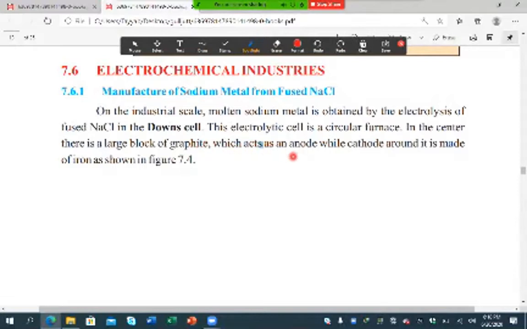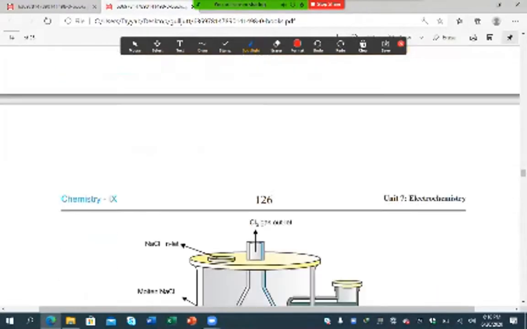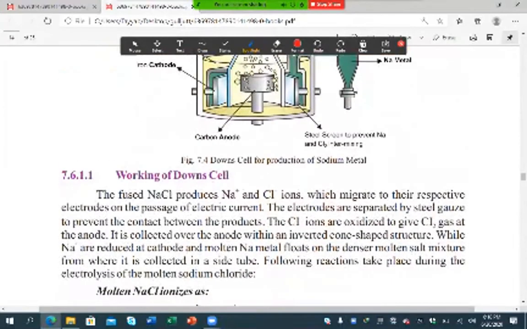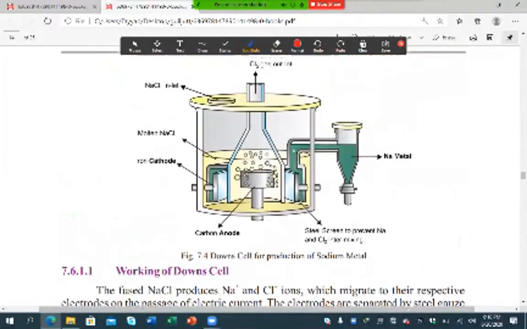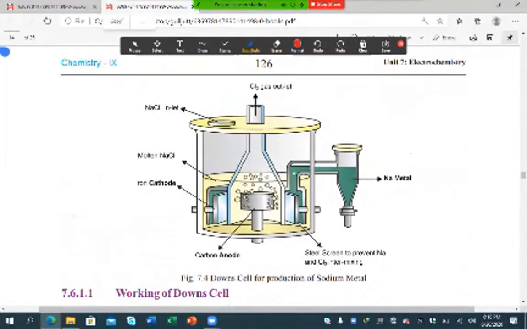Another statement is: the anode is made up of which material? Graphite. So keep in mind, in manufacturing of sodium metal from fused NaCl, the anode is made up of graphite and the cathode is made up of iron. Here is the difference. Okay, next we move on. Here is the construction of the cell. Now we move to a diagram which clears the idea about construction. Here is the diagram.